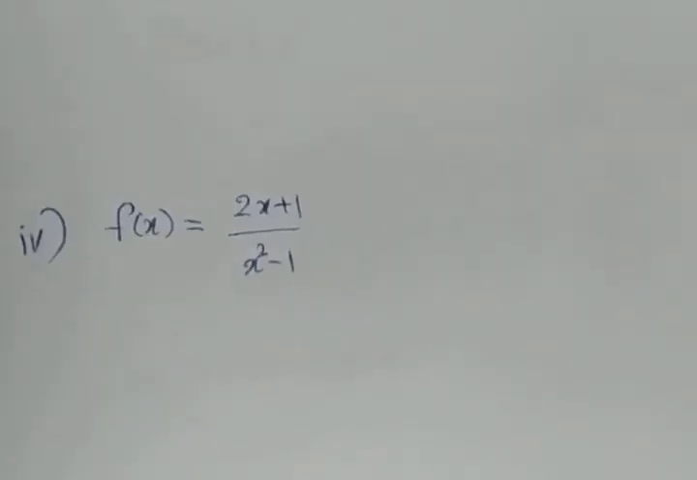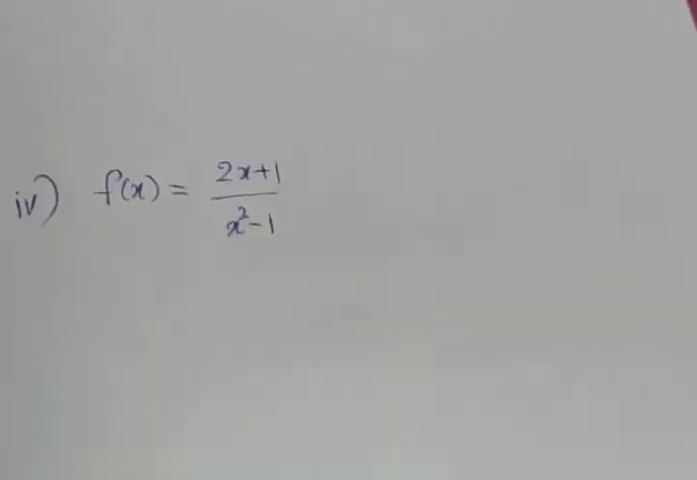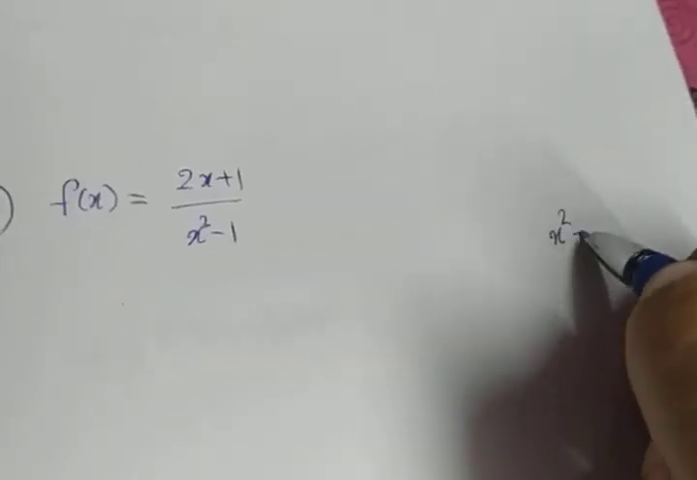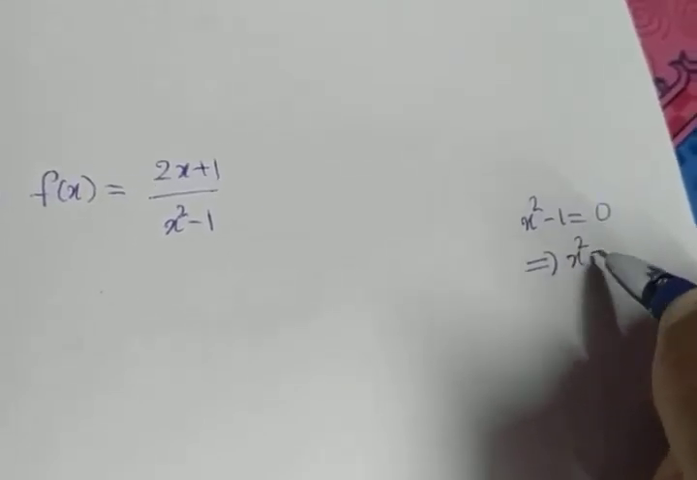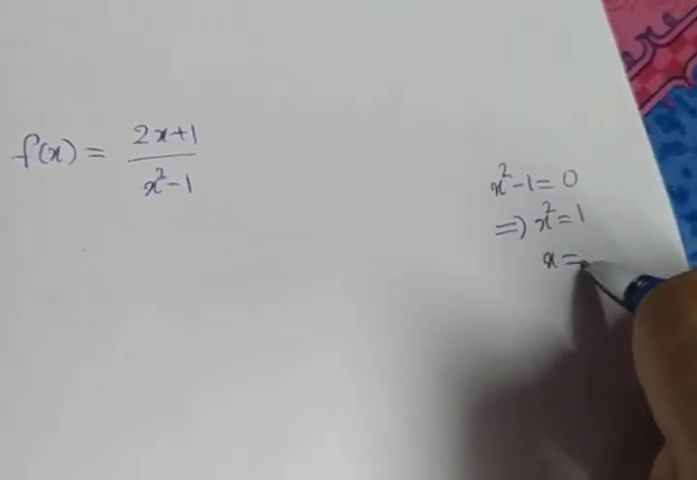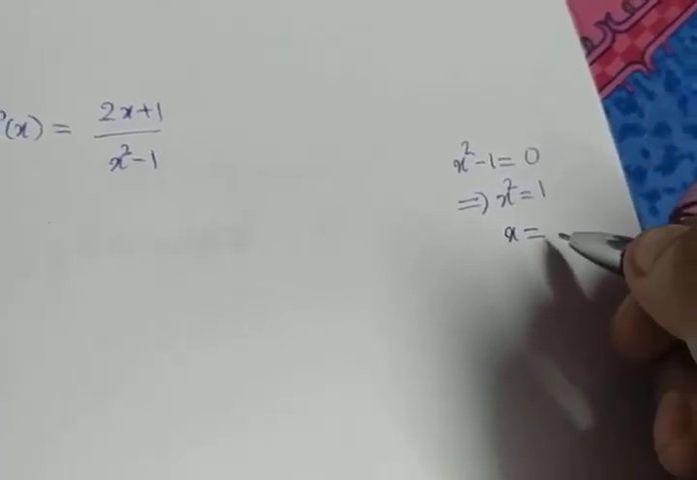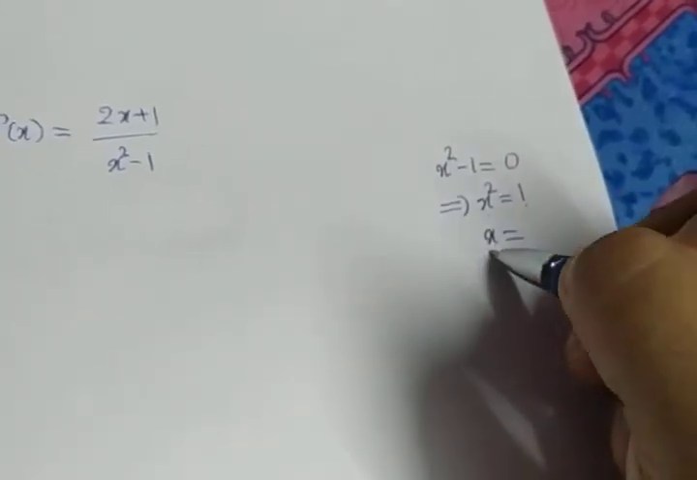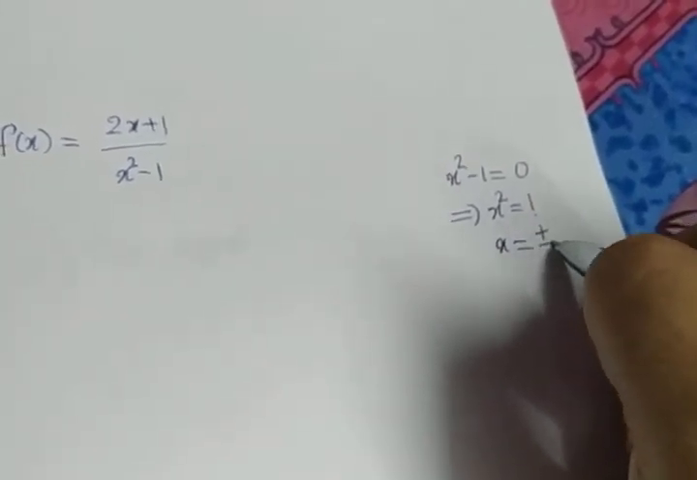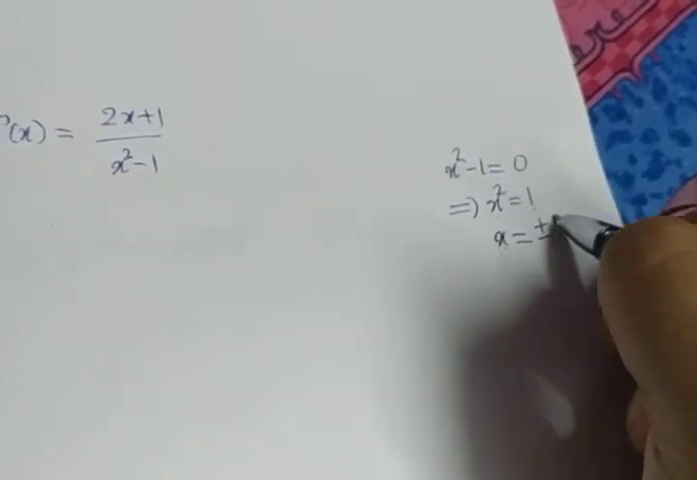Okay. Fourth one, f of x equal to 2x plus 1 by x square minus 1. Here also same thing. We take the denominator and equate it to 0. x square minus 1 equal to 0 implies x square equal to 1. So what is the value of x? Quite naturally, you will write the value as 1, isn't it? It's not the correct answer. When the square of a number is given and we take the square root, we have to write plus or minus the square root value. So x square is 1, so x is equal to plus or minus 1.